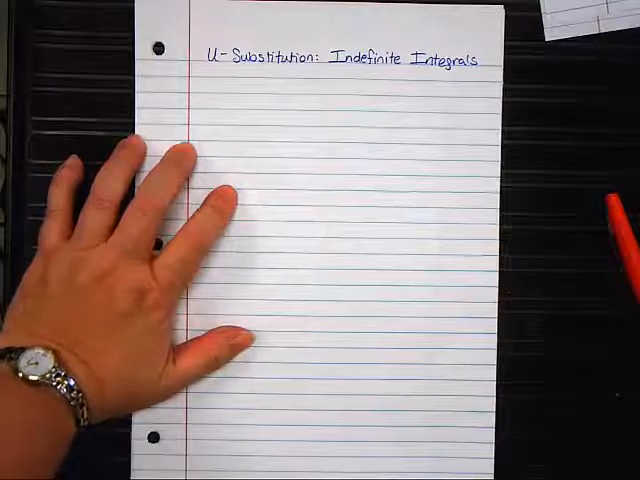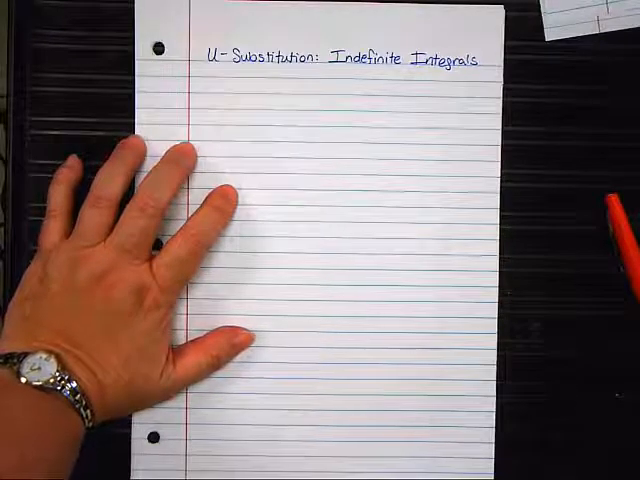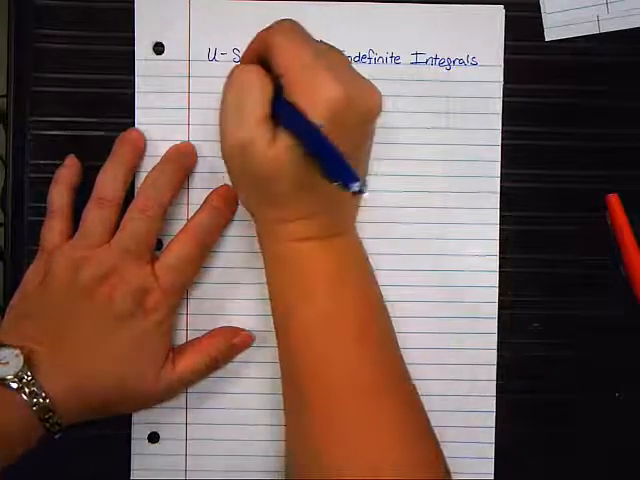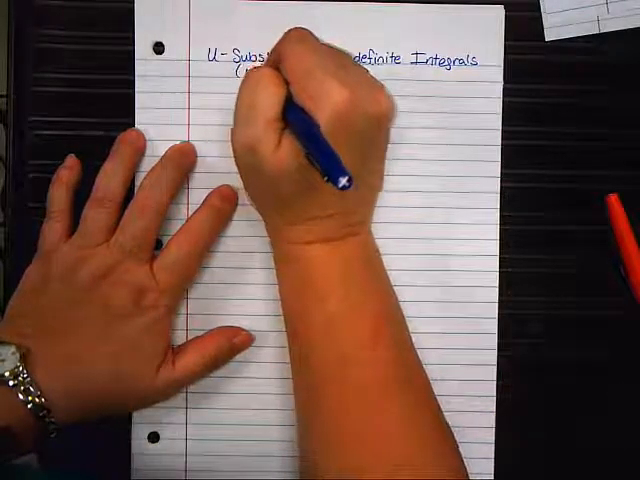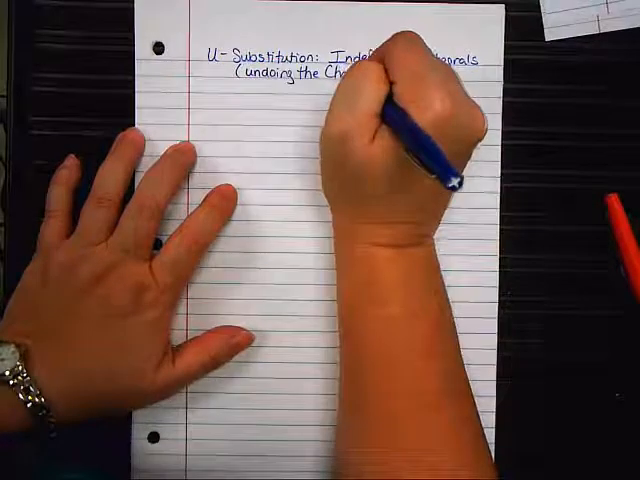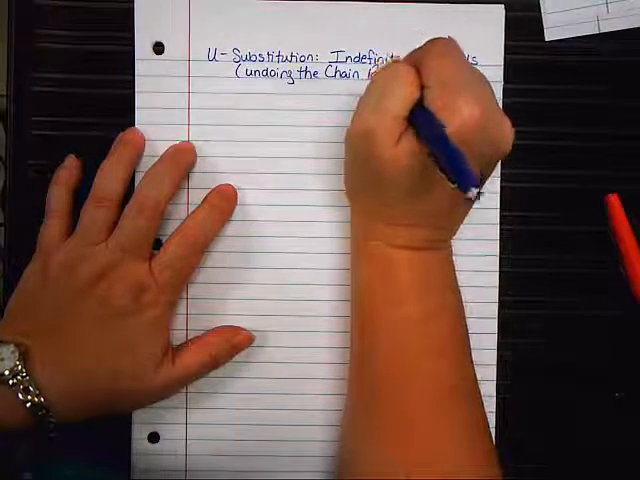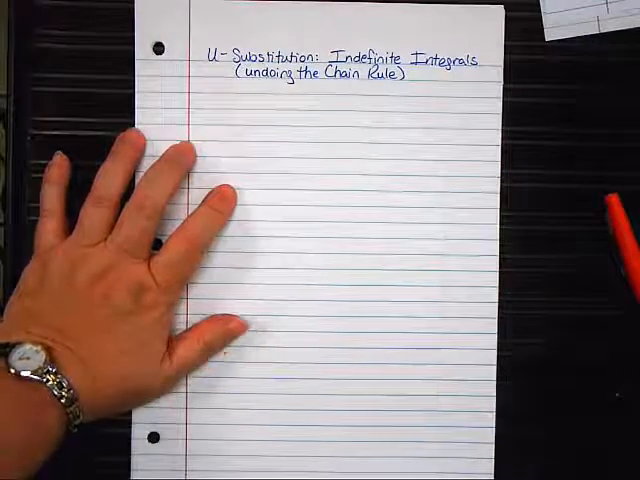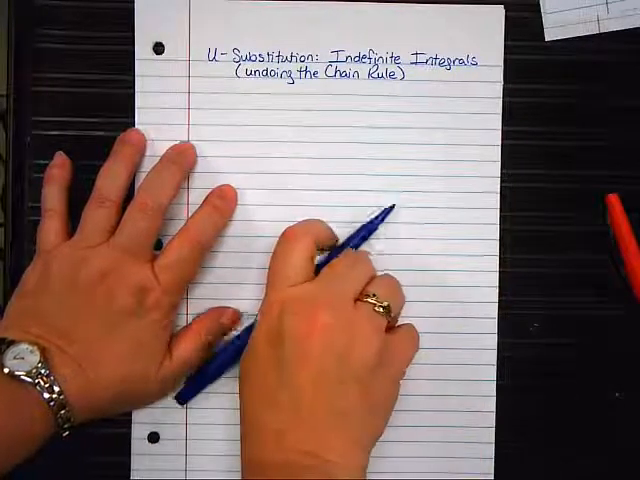Both of them require the use of an antiderivative, but we're going to be focusing on indefinite integrals today. What we're going to be doing specifically is undoing the chain rule. I hope you remember the chain rule from first semester. Let me kind of give this with an analogy.